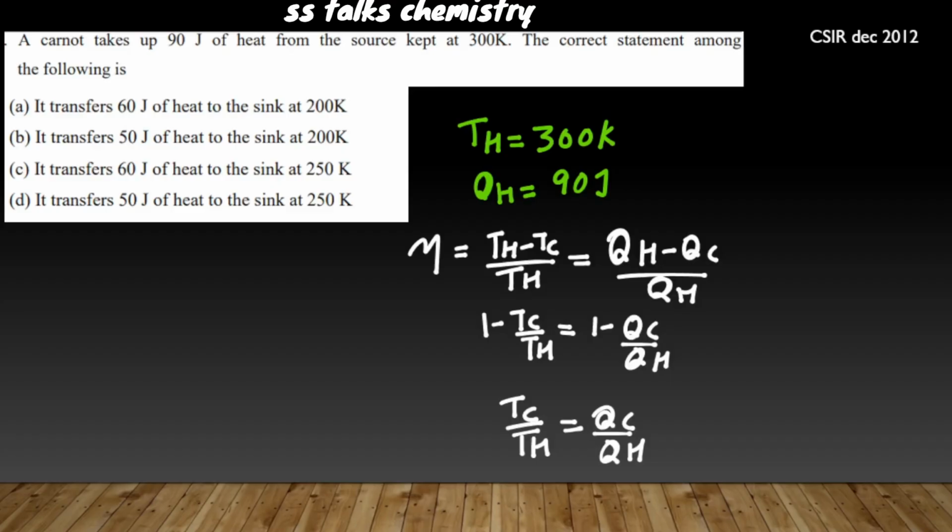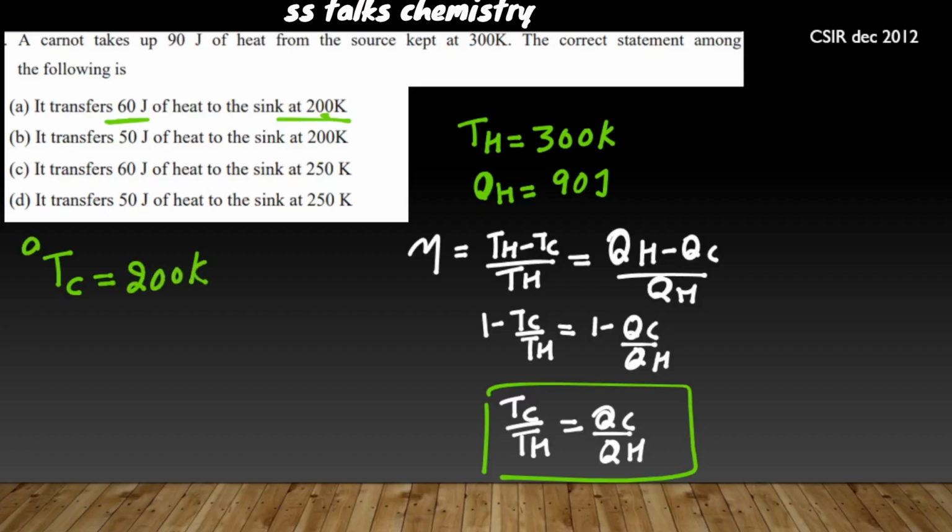Right. Now from the options, if you see, the left hand side you have to equate to your right hand side. This condition should be satisfied because both these are the efficiency values only. So now the first option says it transfers 60 joules of heat to the sink, which is at temperature 200 Kelvin. So the temperature of the cold body is 200 Kelvins, and the QC value I take is 60 joules.